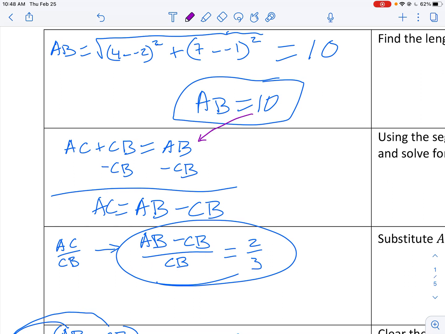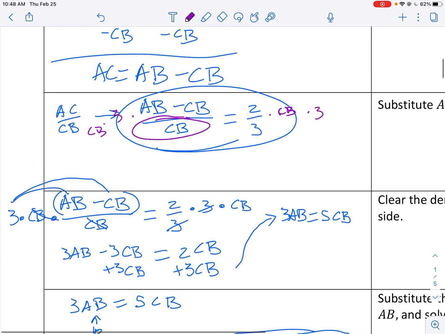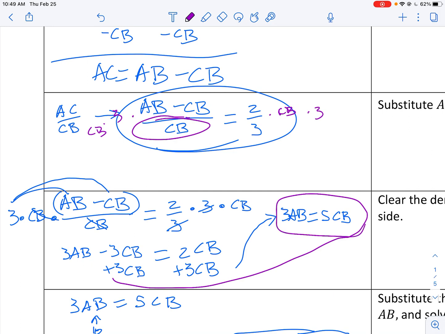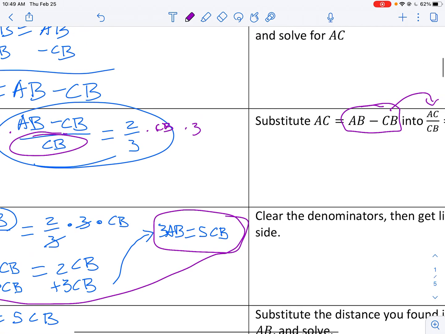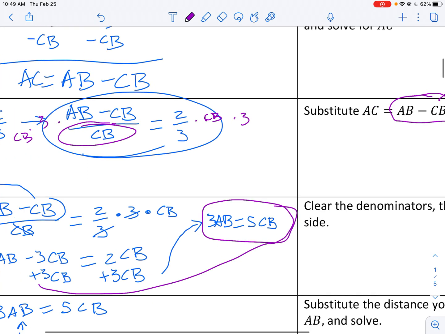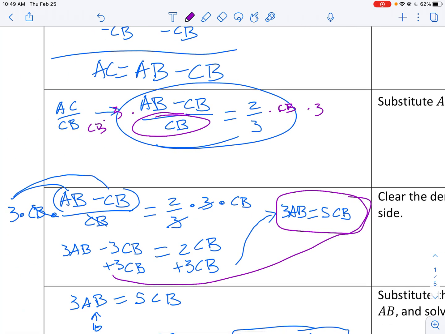And so I'm going to times both sides by CB. And I'm going to times both sides by 3 to get things out of the denominator. Times by 3, times by CB. And do some simplifying, and you get an equation looking like this, where I want all the CB's on the same side. So I'm going to add 3 CB over, and we get an equation looking like this: 3 times the distance from A to B equals 5 times the distance from C to B. If you want all the work, it's there.